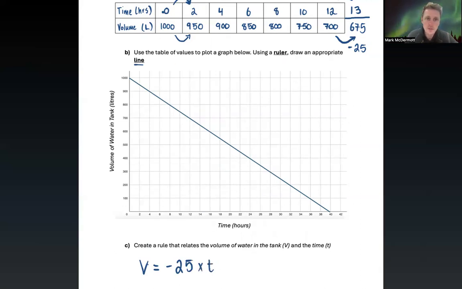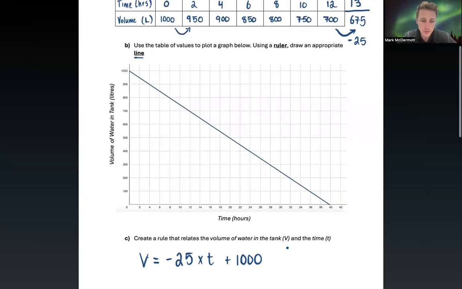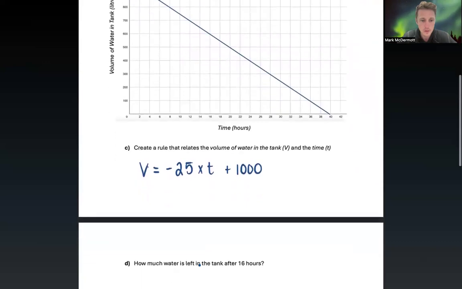Okay, and then we have to find out where our y-intercept is, or where our volume intercept is. Where we started was at 1,000. Okay, so this would be our rule. The volume of the water in the tank is equal to negative 25 multiplied by T plus 1000.